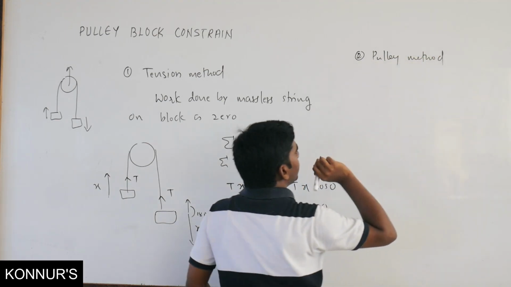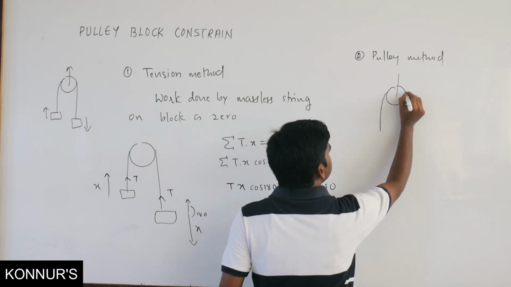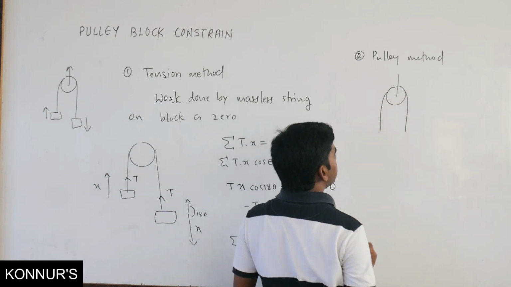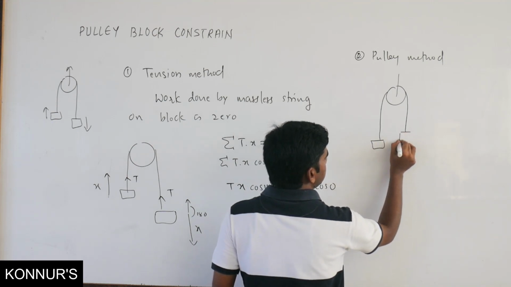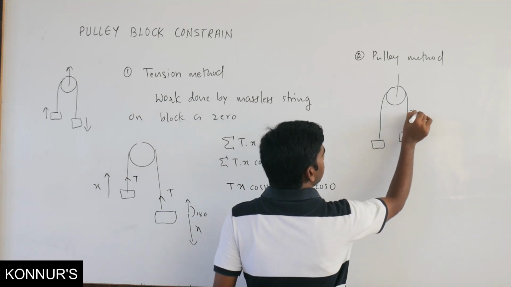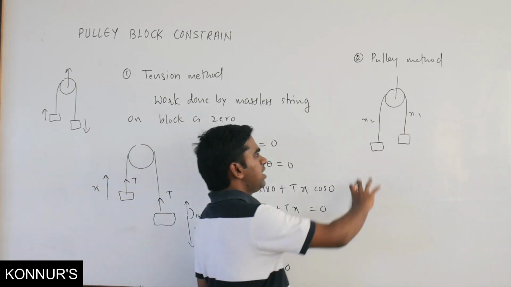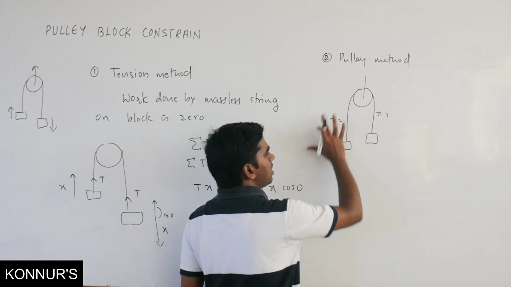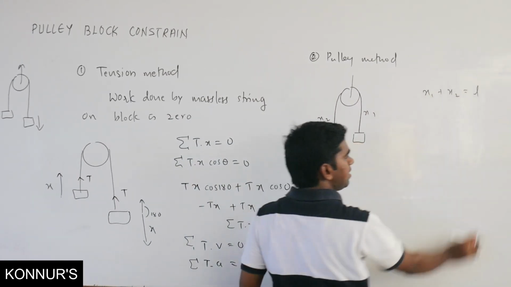So here, suppose you have a pulley, and one mass is connected on this side, another mass is connected on this side. Okay. Suppose here distance x1 is there, here x2 is there. If the total length is L, can I write x1 plus x2 equals L?